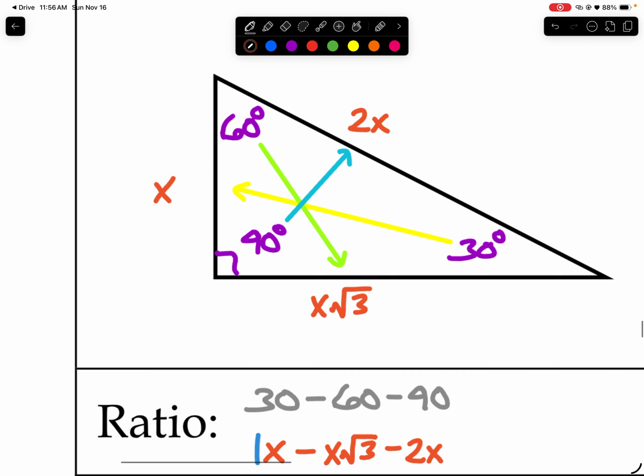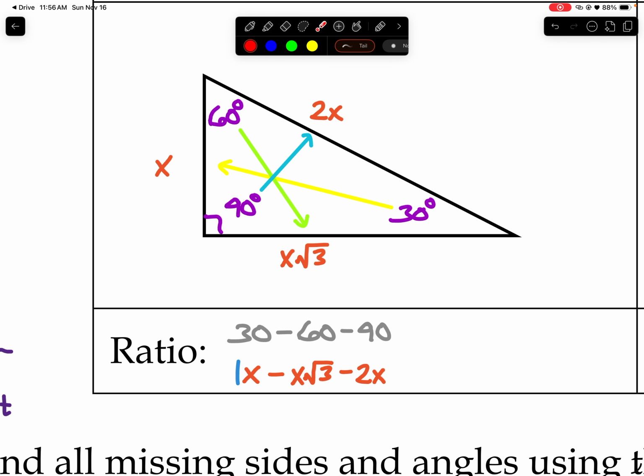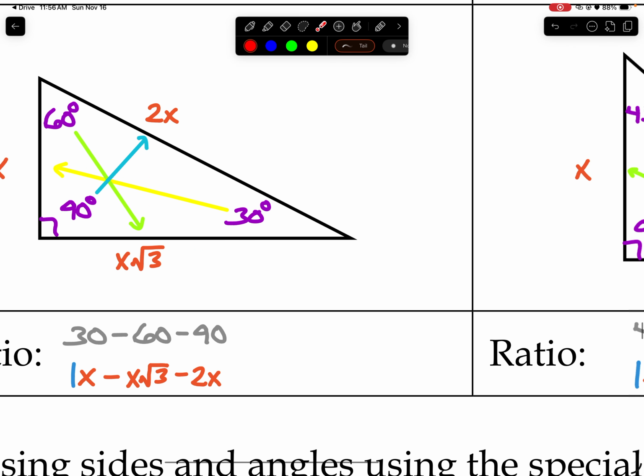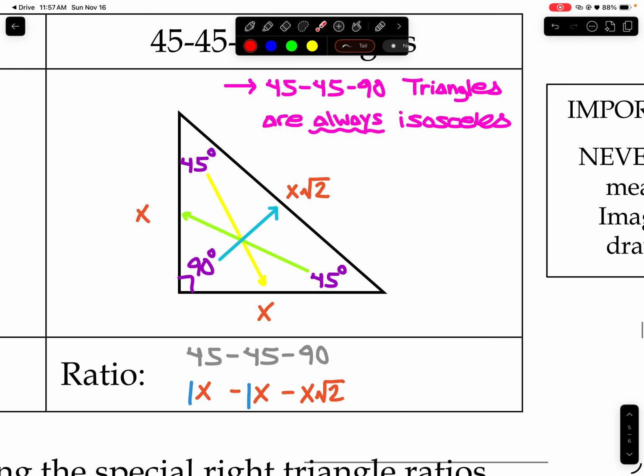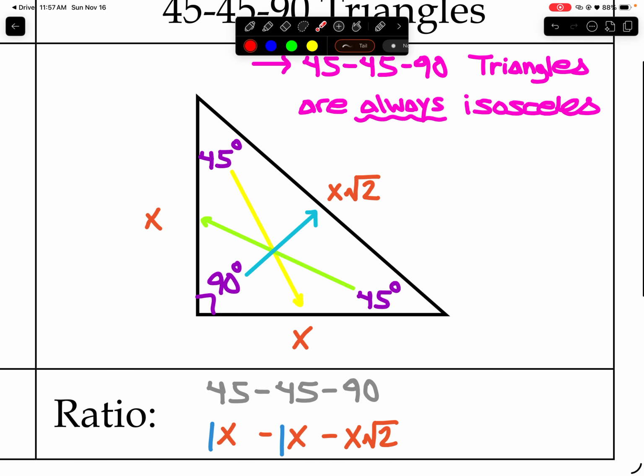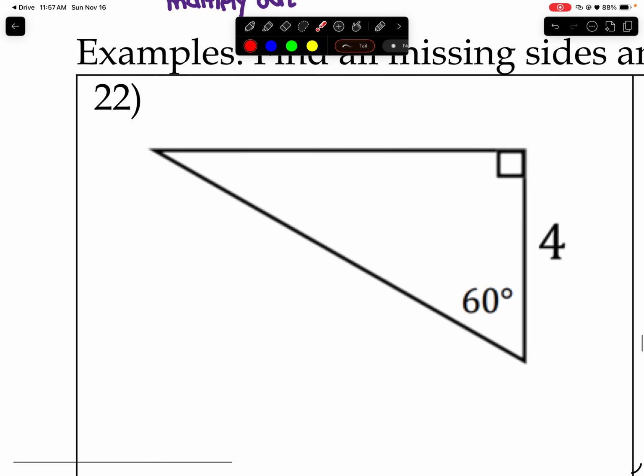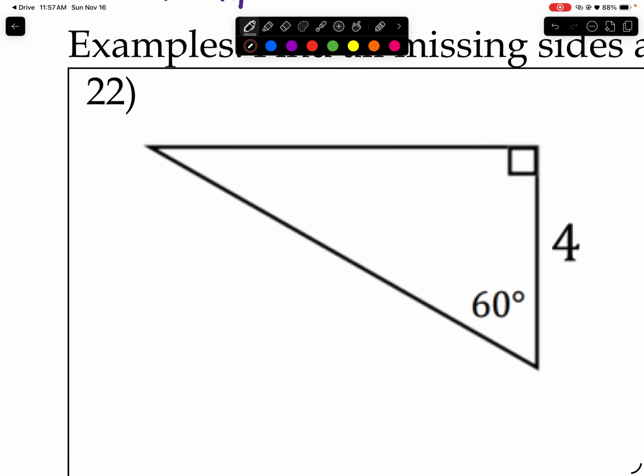Using your ratios for your 30, 60, 90, across from your 30 degrees is going to be a ratio of just 1. Across from 60 degrees is going to be a ratio of root 3. And then across from your 90 degrees is going to be a ratio of 2. That's how I have it written out down here. And then for your 45, 45, 90, just note that they're always isosceles, which means the two side lengths are going to be congruent. So across from both of your 45 degree angles, it's going to be ratios of 1, whereas your ratio across from 90 is going to be a ratio of root 2. So with your special rights, I'm going to use DIMO.